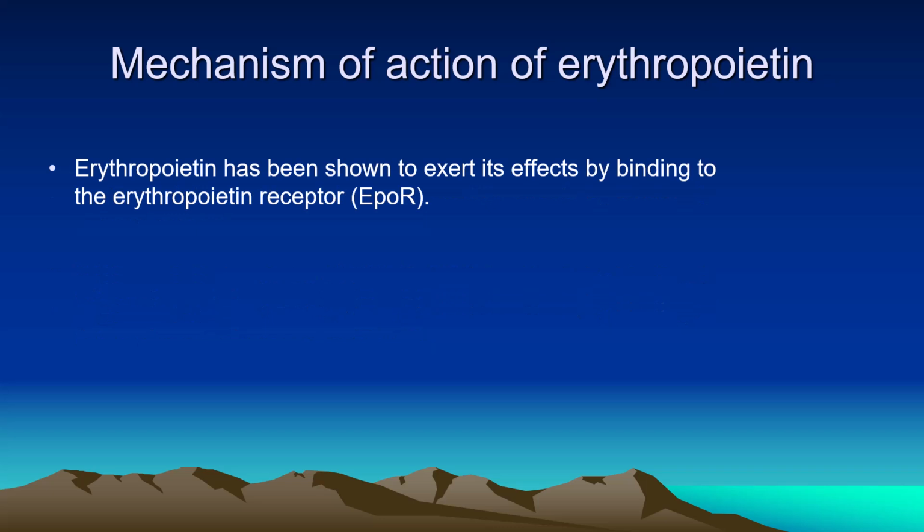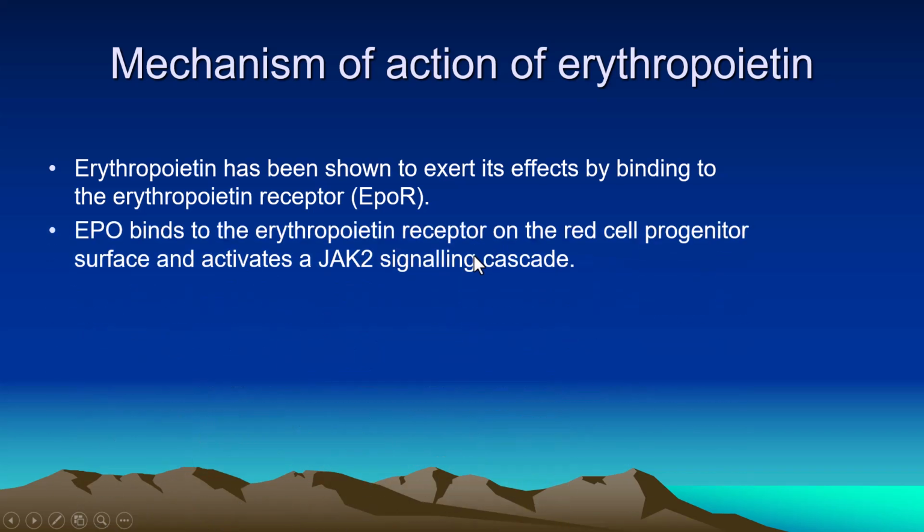Mechanism of action of erythropoietin. Erythropoietin has been shown to exert its effect by binding to the erythropoietin receptors. This is its mechanism of action, how erythropoietin acts and produces RBCs. It actually attaches to the receptor of the cells which are responsible for the production of red blood cells.